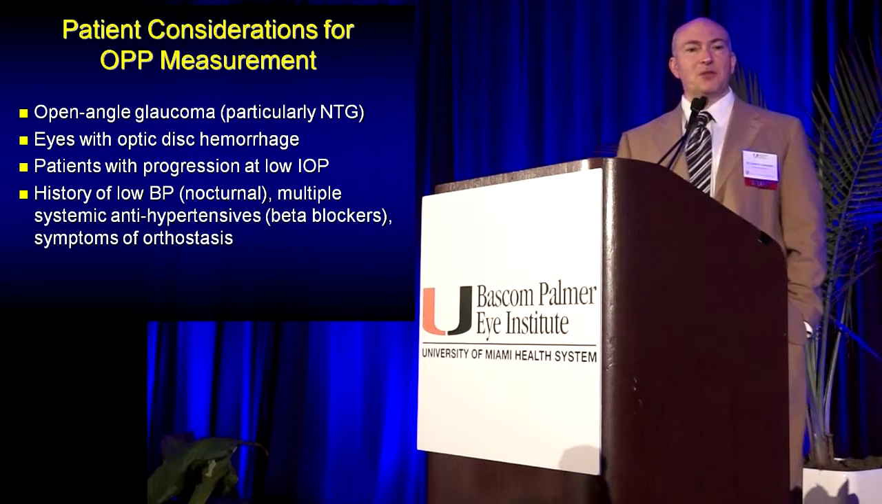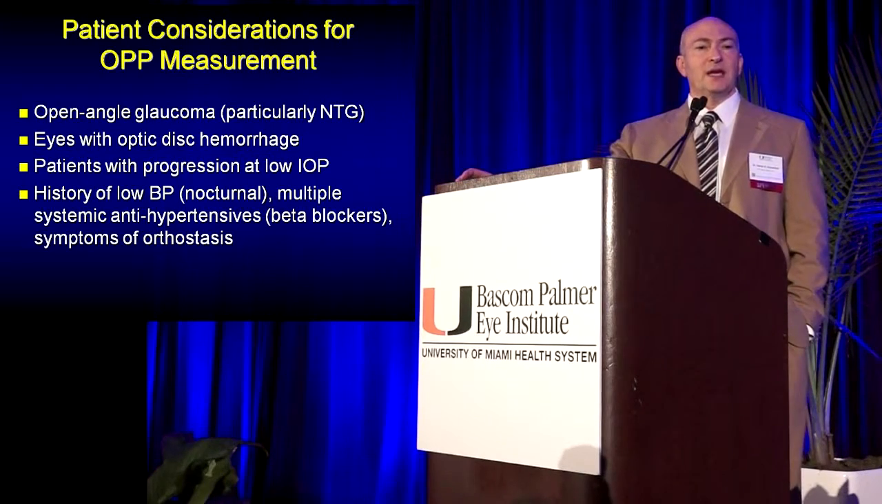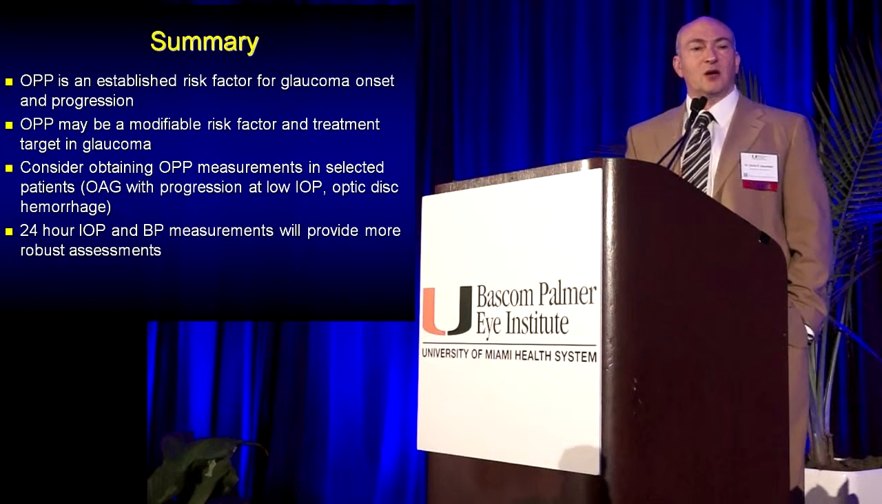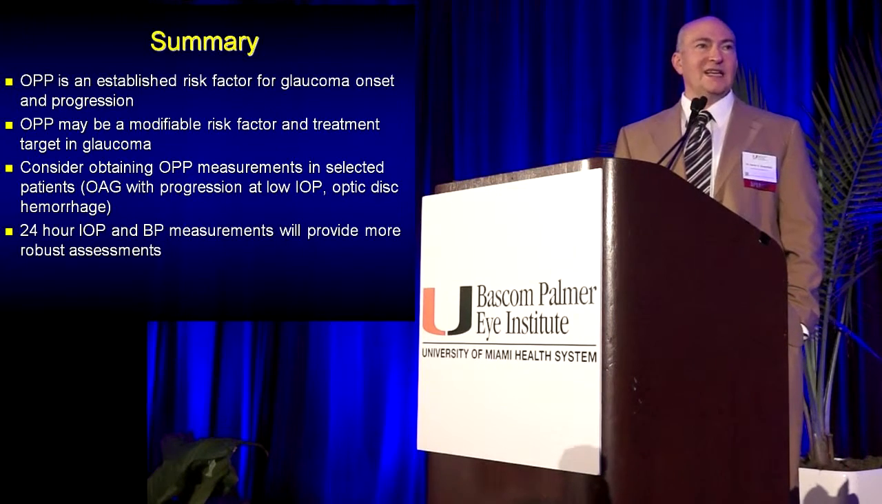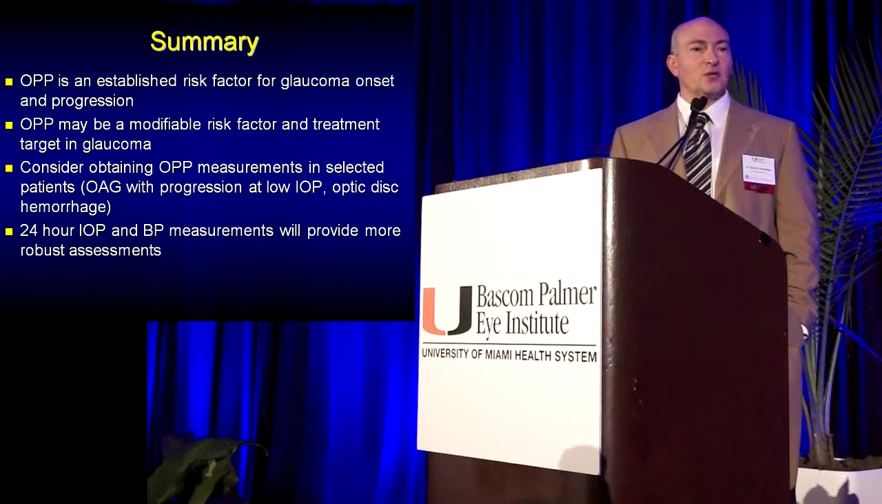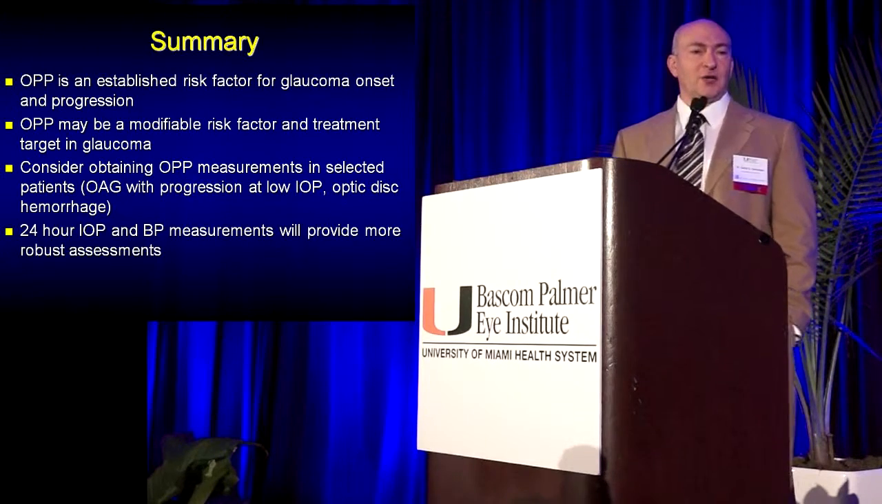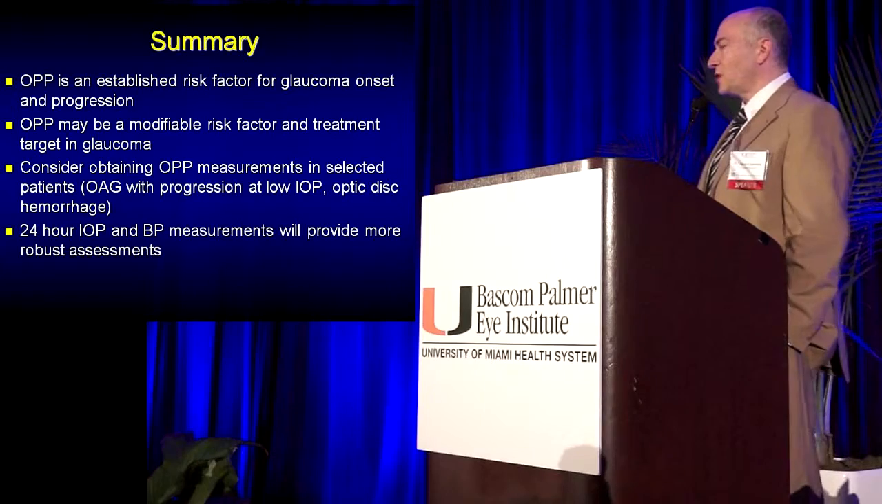OPP is an established risk factor for glaucoma onset and progression. It may be a modifiable risk factor and a treatment target in glaucoma. And what we all would like to see are easy and accessible and inexpensive ways to measure not only 24-hour blood pressure, but 24-hour intraocular pressure to provide a more robust assessment of the true ocular perfusion pressure within the eye.